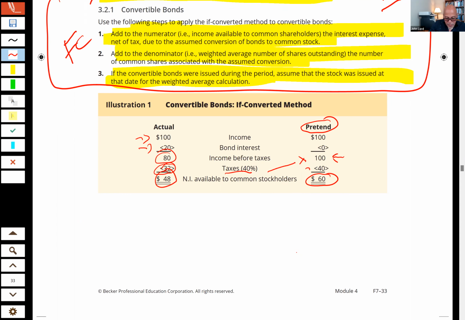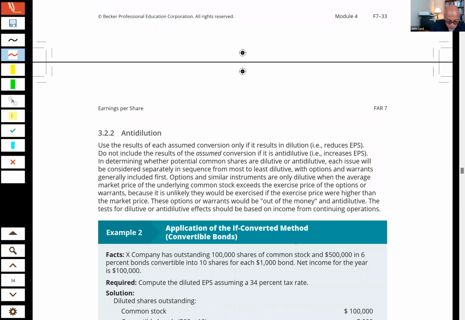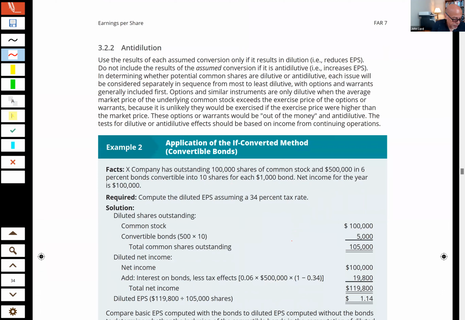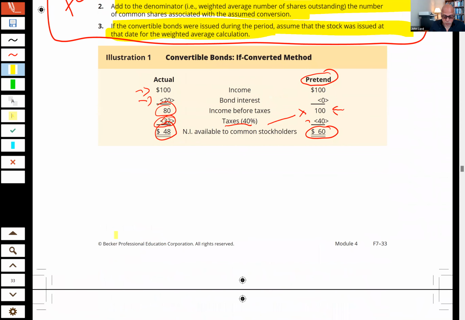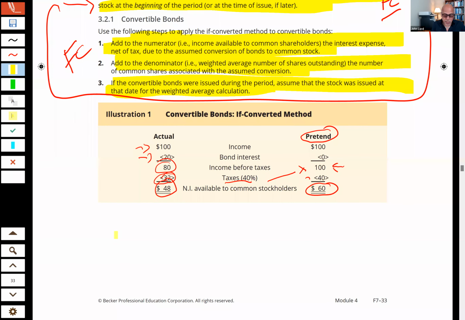So let's go ahead and look at this. And this is nice. Can I ask a question? Yeah. Why, in the pretend, are you not including the bond interest expense? Because if the bonds were converted to stock, they wouldn't have been outstanding, so we wouldn't have incurred that interest, right? For the whole year, we're assuming it's the whole year, right?